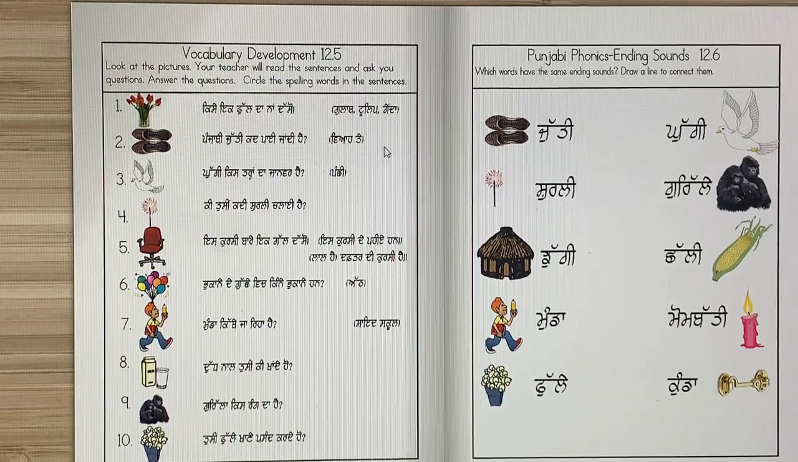There's so many flowers. Punjabi jutti kad pai jandi hai? Vyah te, party te, gurdwaare, kise time te bhi pa sakde ho. Kuggi kis tarah da janwar hai? Panchi. Ki tusi kadi shurli chalai hai? Have you ever burnt, played with a sparkler? Maybe Diwali te ya New Year te.